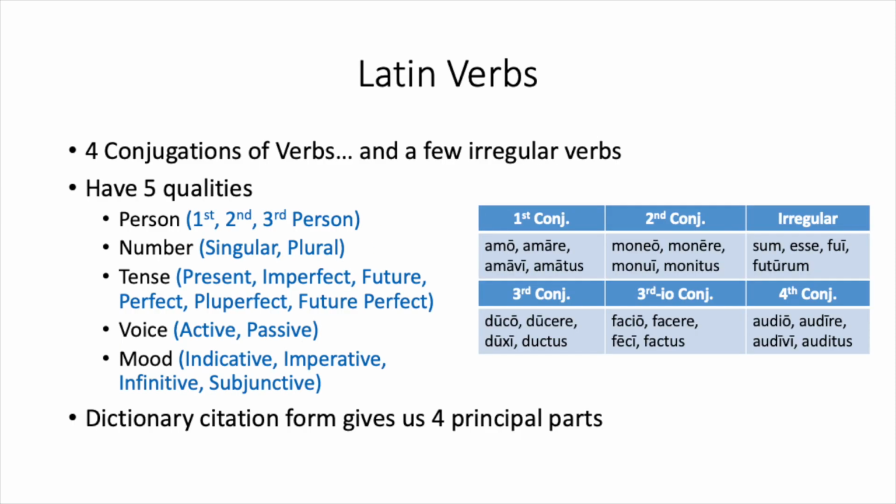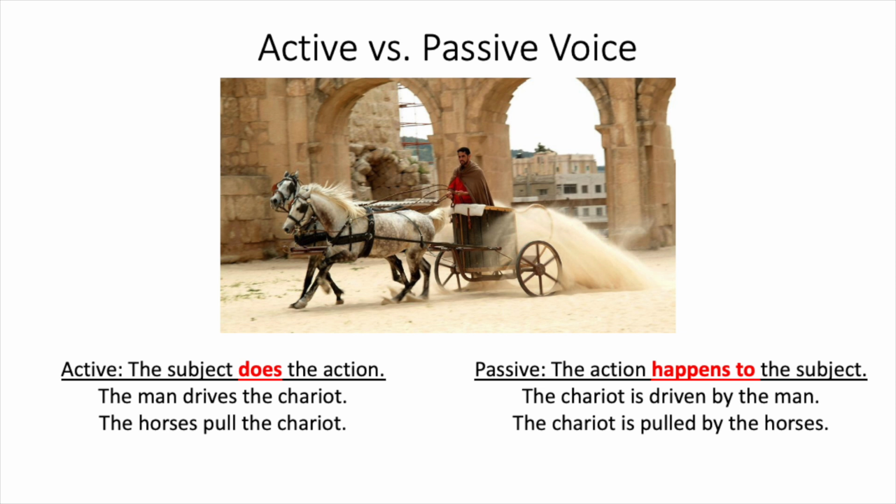The third, third-io, and fourth conjugation verbs are just groups of verbs that use different endings and different ways of forming their verb forms, so that we can better understand how each verb works in its person, number, tense, voice, and mood. The passive voice is one of those two options between active or passive. Remember, verbs can be active or passive depending on whether the subject does the action, like with an active verb, or the action happens to the subject, so a passive verb.